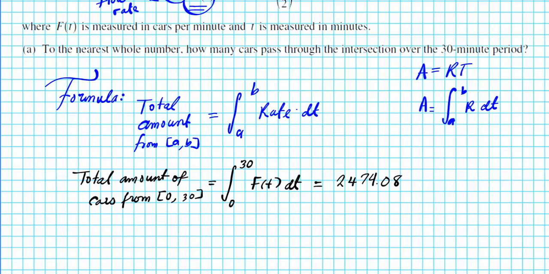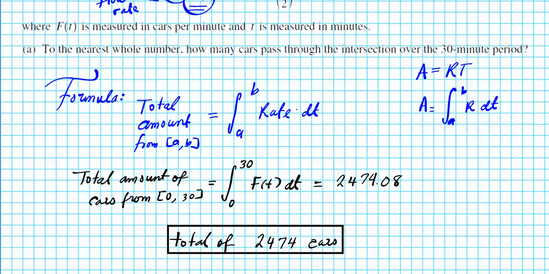So we're going to have a total of 2,474 cars as the answer for question 1A. Don't forget to box your answer so it's easy for a grader to know what your final result is. And then for this problem, you earn a total of 3 points.